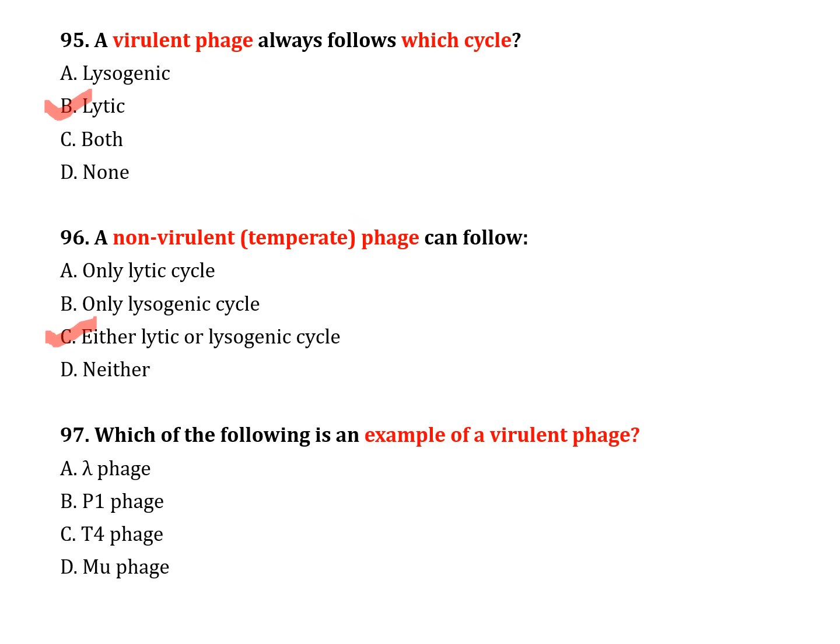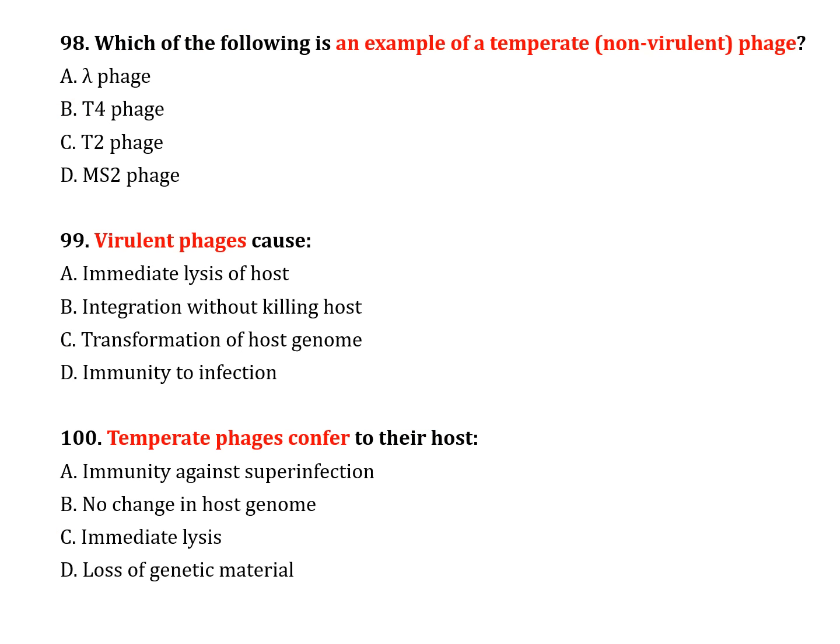The next question, number 97. Which of the following is an example of a virulent phage? Option A, lambda phage; option B, P1 phage; option C, T4 phage; option D, Mu phage. Correct answer is option C, T4 phage. The next question, number 98. Which of the following is an example of a temperate or non-virulent phage? Option A, lambda phage; option B, T4 phage; option C, T2 phage; option D, MS2 phage. Correct answer is option A, lambda phage.